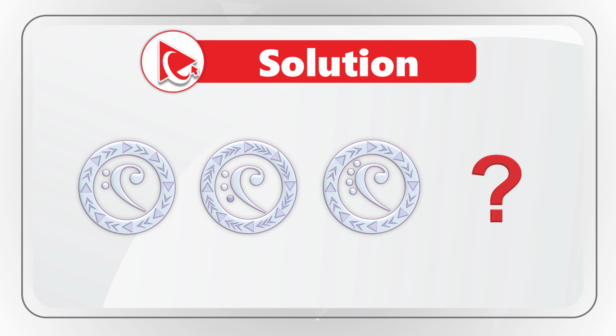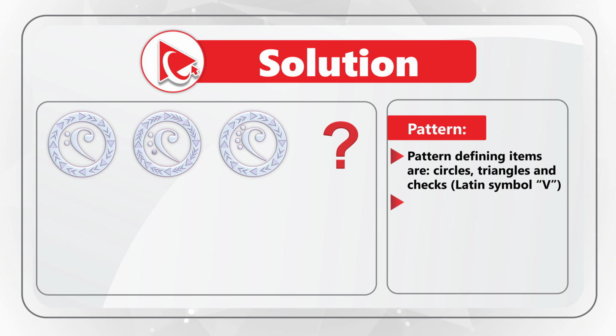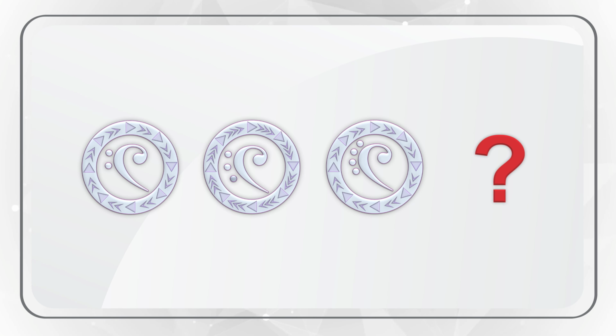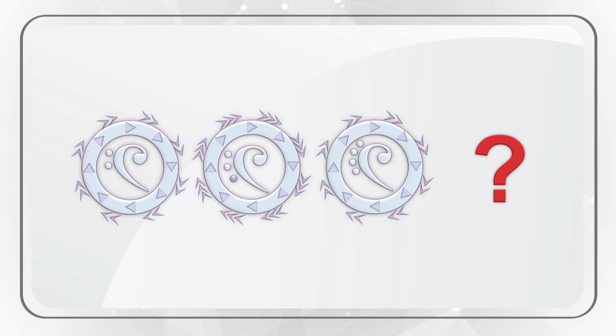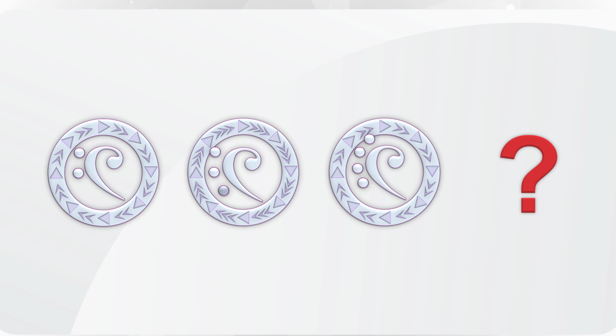As you might have guessed, the key is to define the pattern. And the pattern consists of multiple elements. Pattern-defining items are circles, triangles, and checks. They look like the Latin symbol V. If you look closely at the outer circle, it's filled with triangles and those checks, which are moving clockwise. The inner circle also has smaller circles inside.